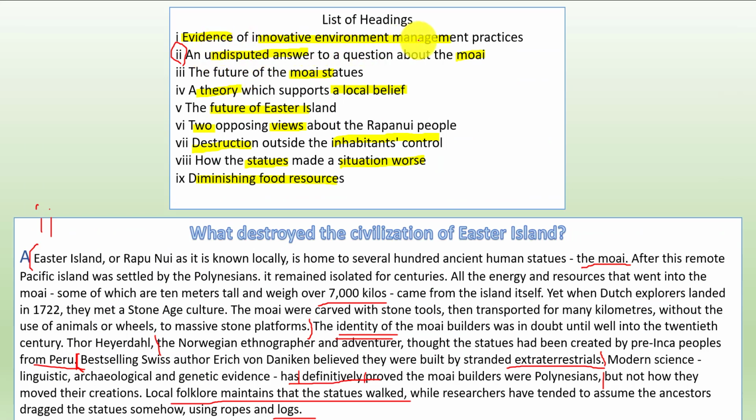Evidence of innovative environment management. It has nothing to do with the future of my statues. It's nothing about the statues. History, no, there is no story. The future, it's not about the future. It's not about the two opposing views. Destruction outside the inhabitants' control. No, it's not outside of the inhabitants' control. But in this paragraph, the inhabitants were responsible for destruction. How the statues made the situation worse, and also diminishing food resources. That's the answer.